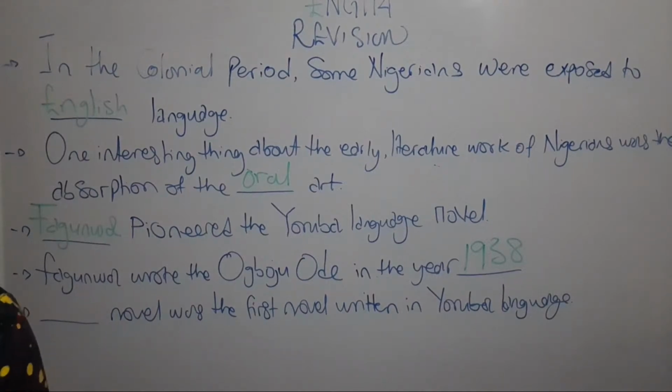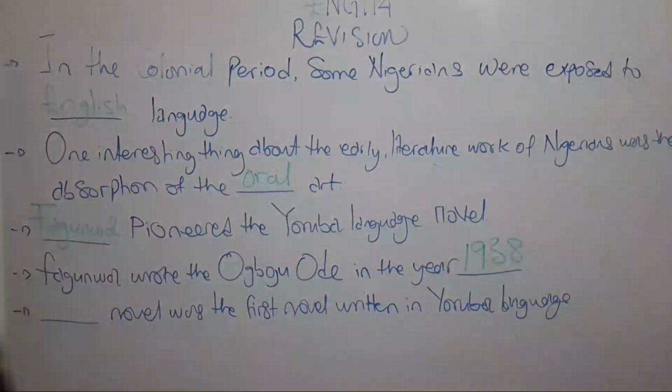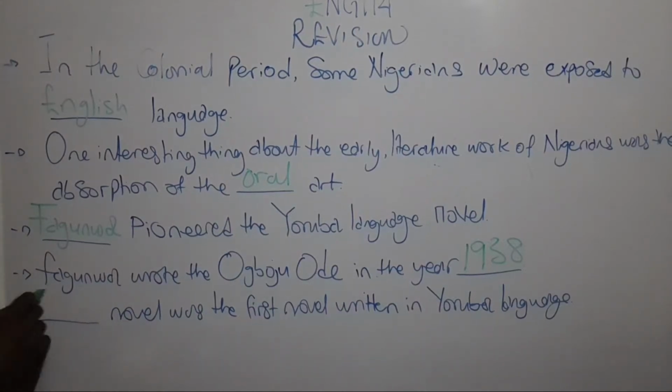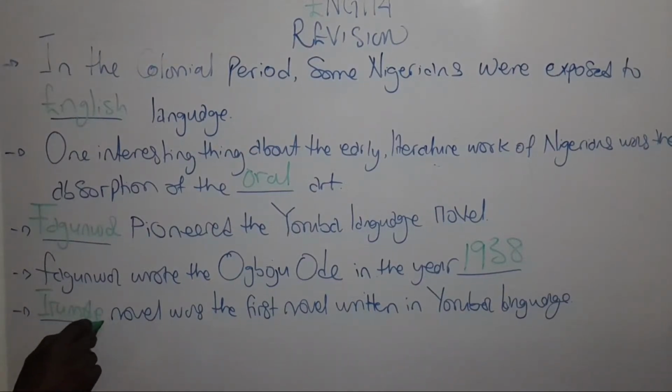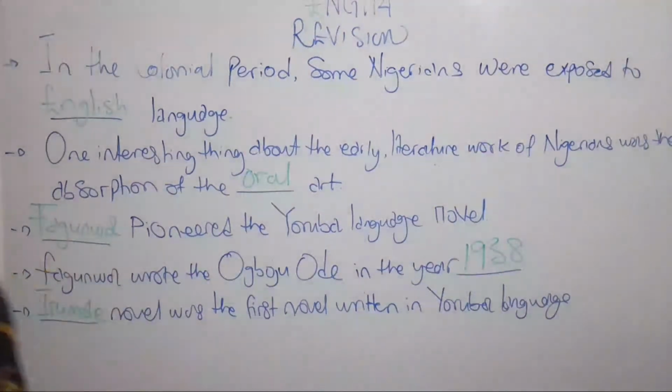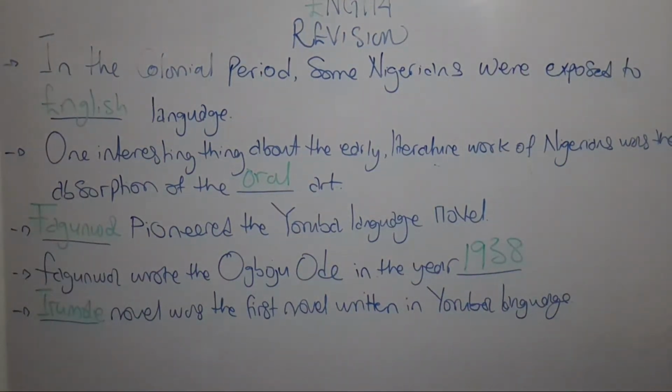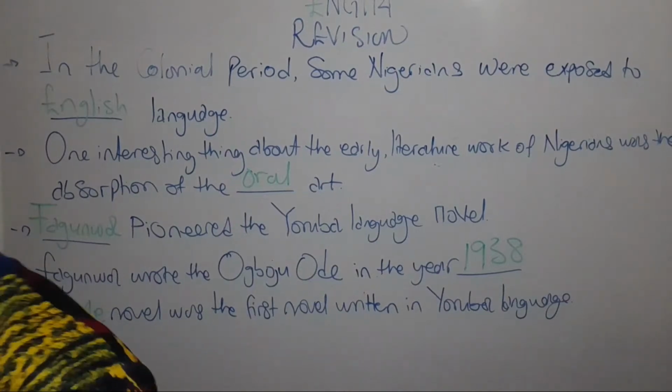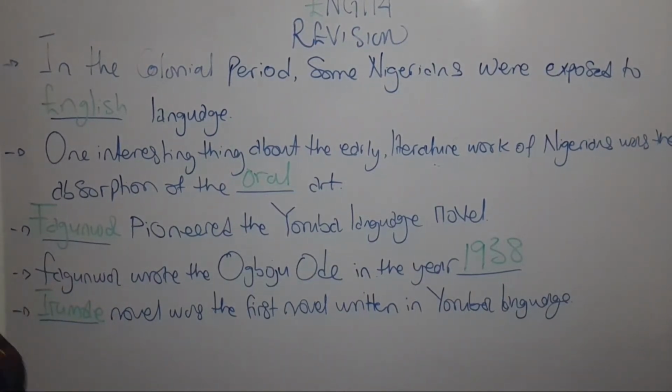Is anybody happy with that? The first novel written in Yoruba language. Wonderful. Yes, Irumole. That's Irumole. And this same novel was translated by Wole Soyinka later in the year 1968.